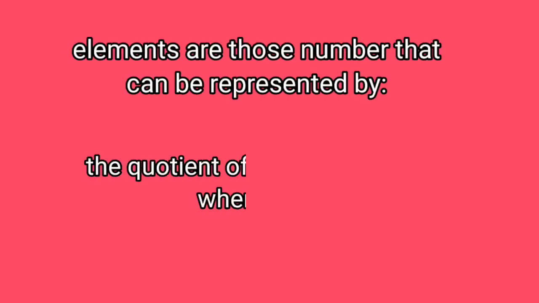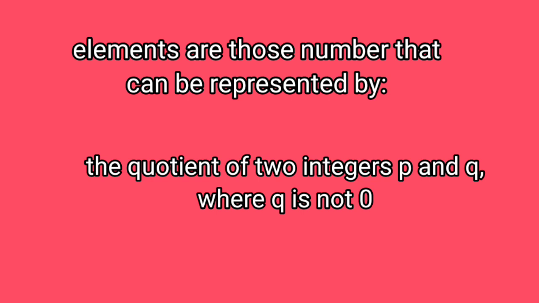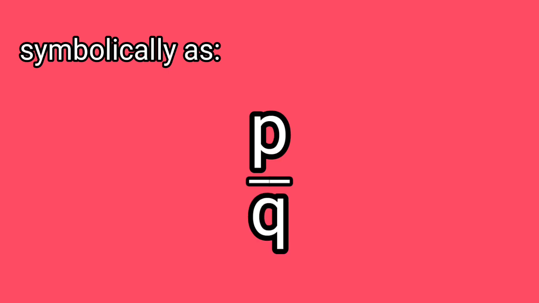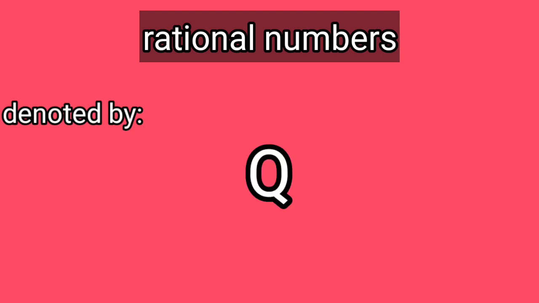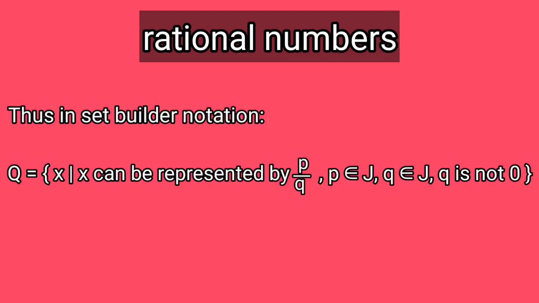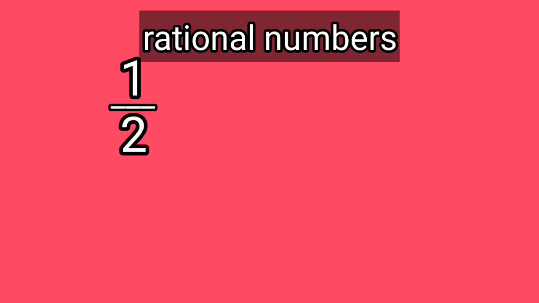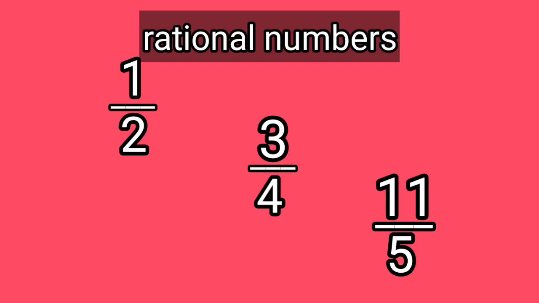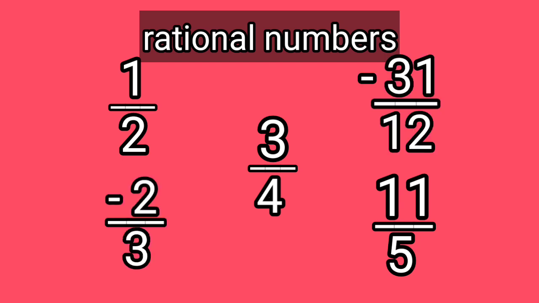Consider now the set whose elements are those numbers that can be represented by the quotient of two integers p and q, where q is not 0, that is, the numbers that can be represented symbolically as p over q, where q is not 0. This set of numbers is called the set of rational numbers, which we will denote as big letter Q. Thus, Q is equal to the set of x such that x can be represented by p over q, p is an element of J, q is an element of J, and q is not 0. Some numbers in the set Q are 1/2, 3/4, 11 over 5, -2/3 and -31 over 12.